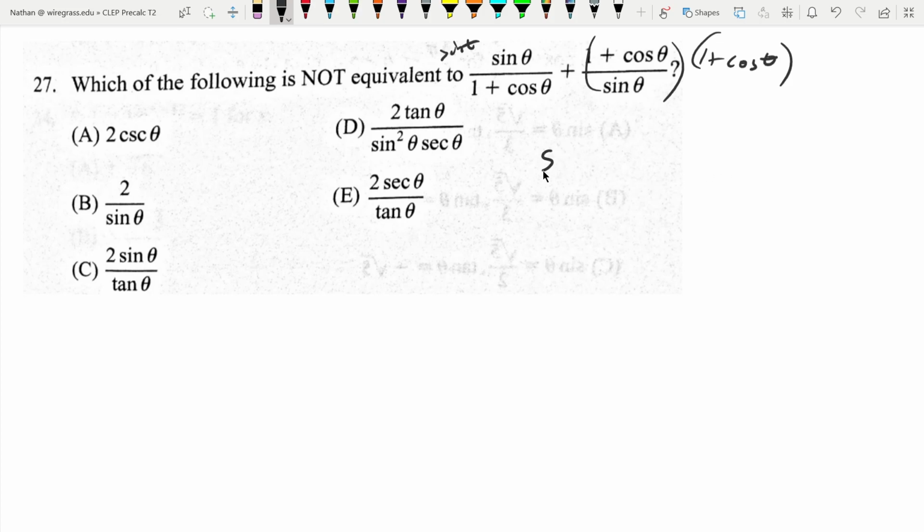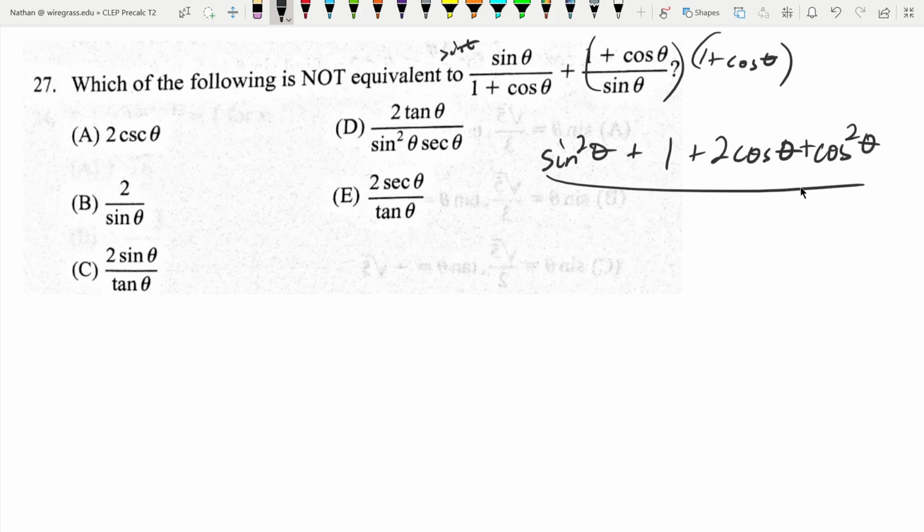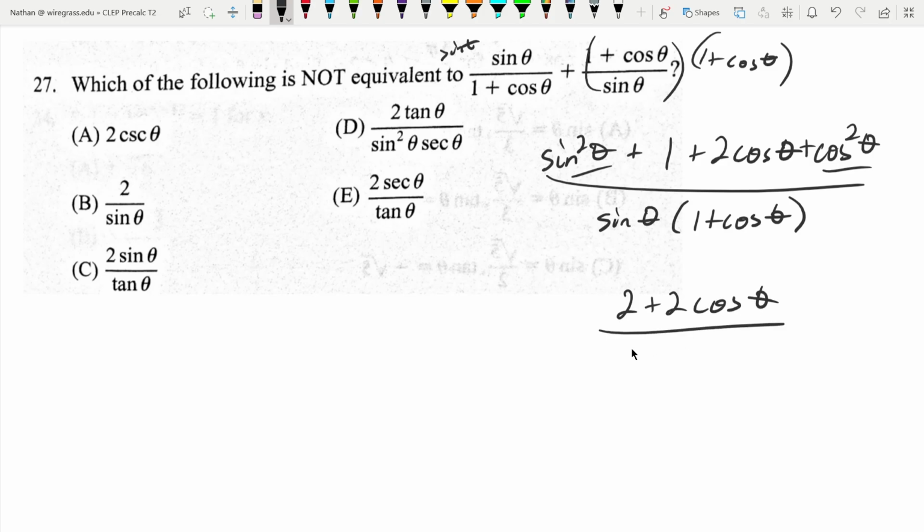That's gonna give me sine squared theta plus, and then 1 times 1 is 1. We're gonna get 2 cosine theta, and then we're gonna get cosine squared theta, all over sine theta times 1 plus cosine theta, all said and done. Now sine squared plus cosine squared is 1, and then 1 plus 1 is 2, so we get 2 plus 2 cosine theta over sine theta times 1 plus cosine theta.